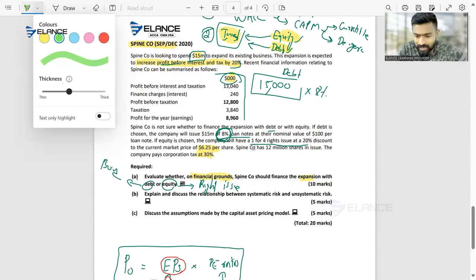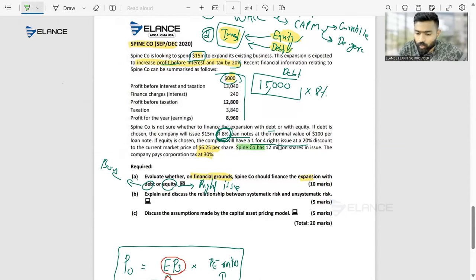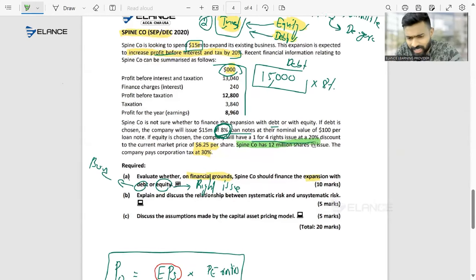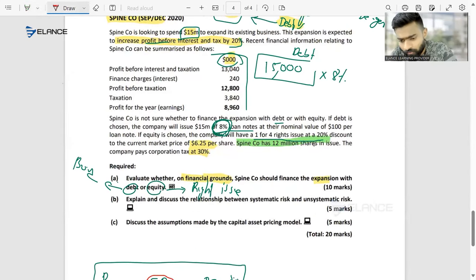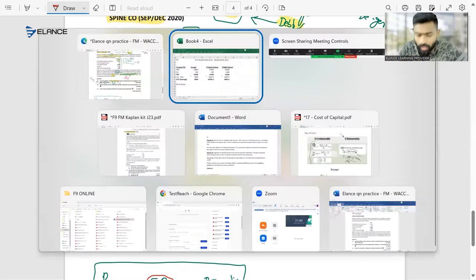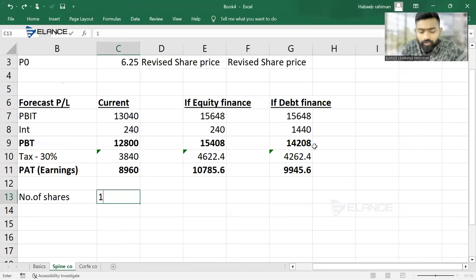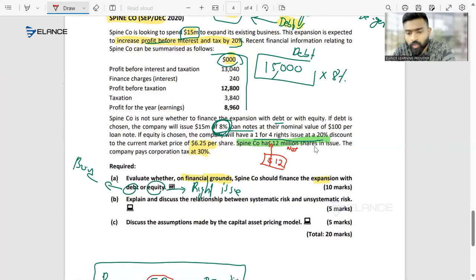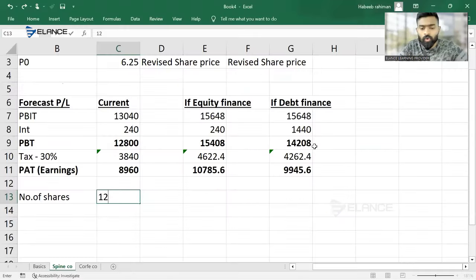Spine company has 12 million shares. Is there any dollar sign in front of this number? No. If they had said dollar 12 million, then it is value. If there is no dollar sign in front of it, that means it is numbers. So currently, we have 12 million shares. Since we are doing it in thousands, all the figures use thousands, so the number also has to be 12,000.